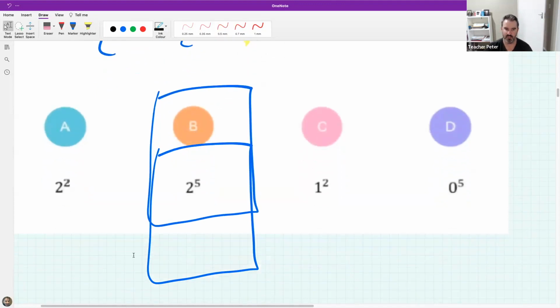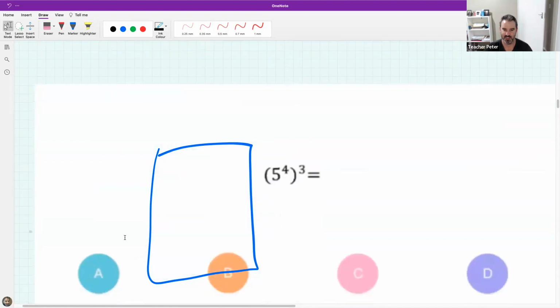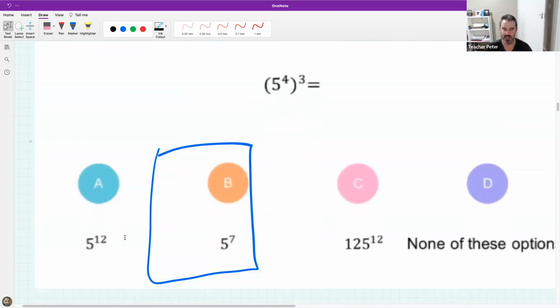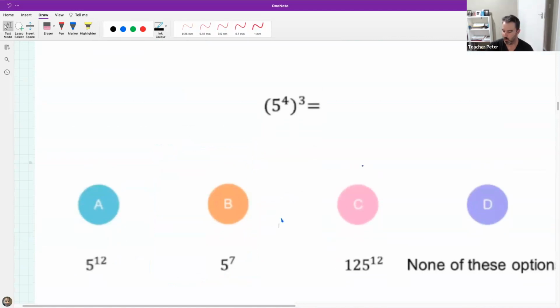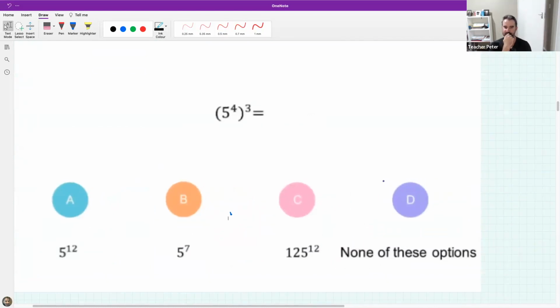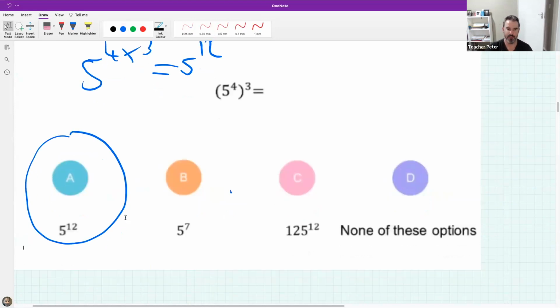Fantastic. That is looking, oh, I've made it angry. I've made the computer angry. Now, the answer isn't necessarily B, it's just my computer won't, oh, there we go. What about this one? What is the answer to this multiple choice question? Okay, so you guys know this is law 3. If you've got a power and then another power, you just multiply those 2 powers together. You'll get 5 to the 12. You get A. Cool.